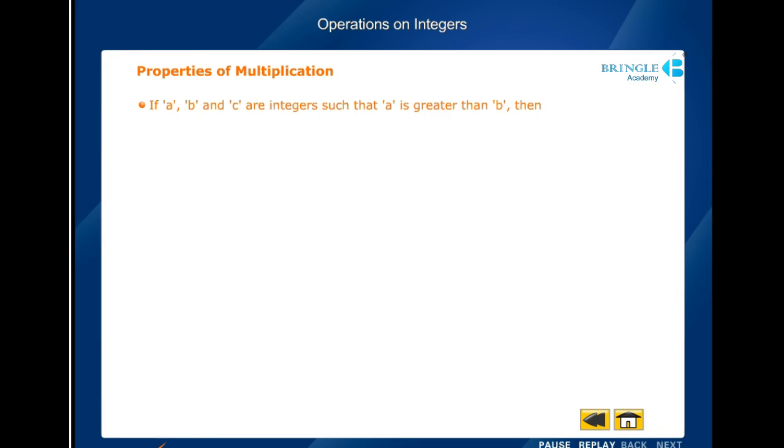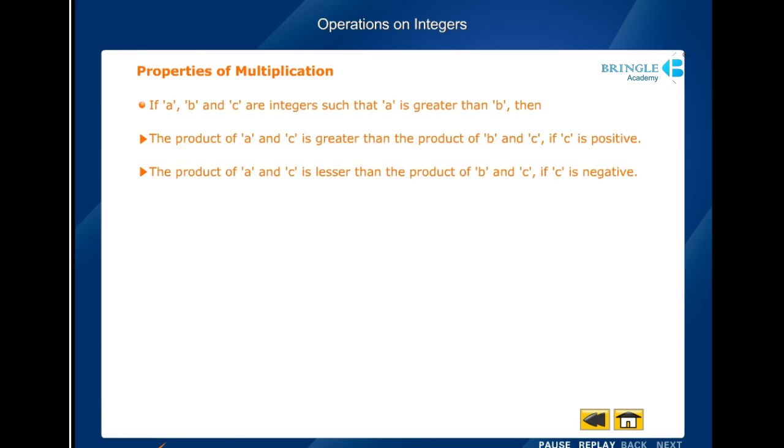If a, b and c are integers such that a is greater than b, then the product of a and c is greater than the product of b and c if c is positive. The product of a and c is lesser than the product of b and c if c is negative.